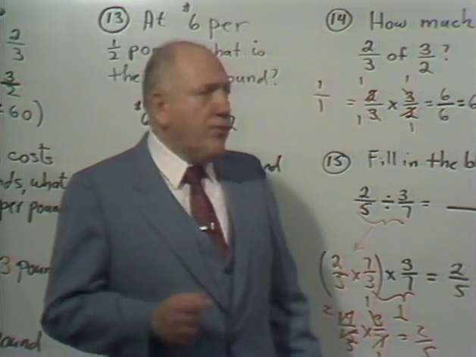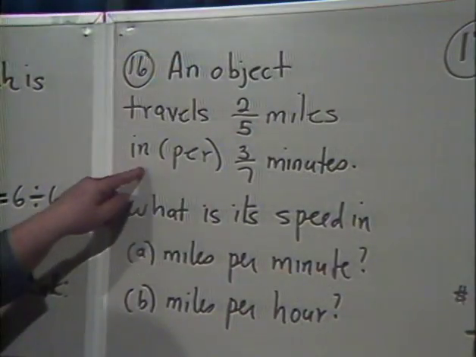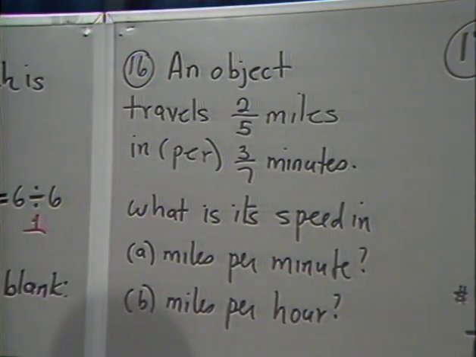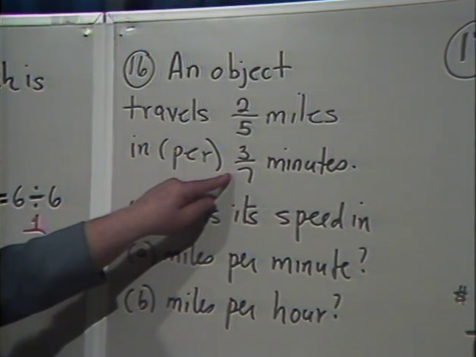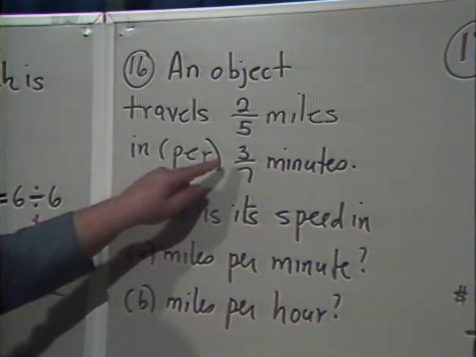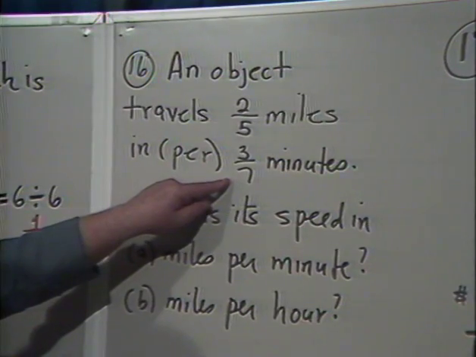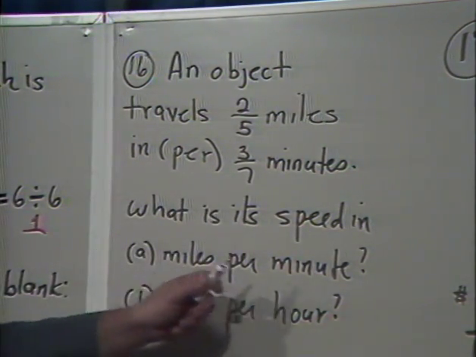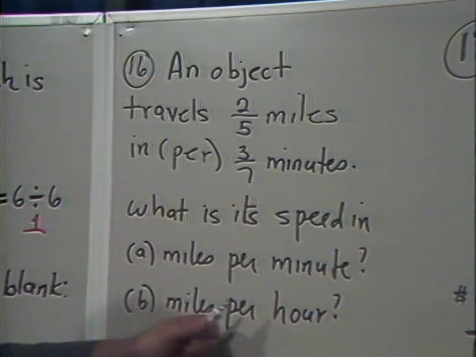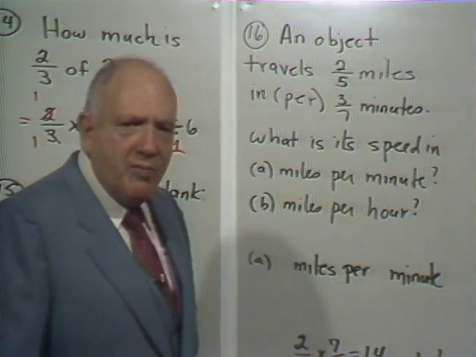So let me phrase a problem that way. An object travels 2/5 of a mile in, that means per, 3/7 of a minute. See, it didn't go very far, but it's 3/7 of a minute, a very long time. See, there's lots of 3/7 of a minute in a whole hour. Do you see what I'm saying here? This is a short distance, but this is also a short time. And what the problem is saying is, what is the speed in miles per minute, and what is the speed in miles per hour? Well, the trick is, everything still means the same as before.